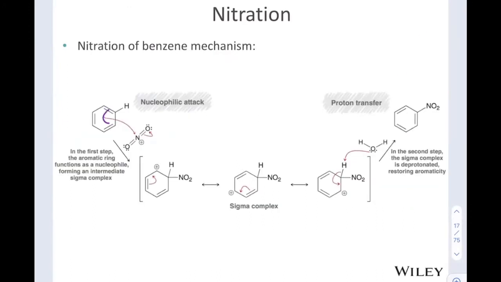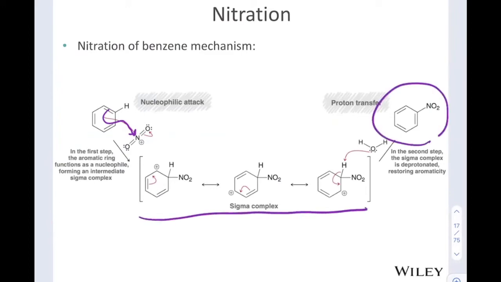We have nucleophilic attack to that crazy good electrophile, nitrogen in the nitronium ion, giving us our sigma complex, which then gets deprotonated, bringing back our benzene. And in this case, we have nitrobenzene as our product.